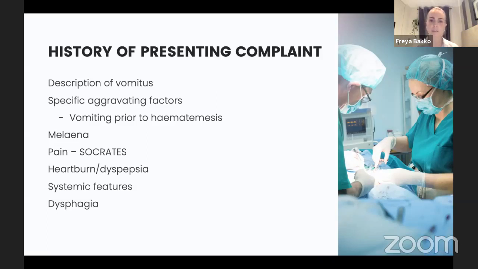Then ask them about systemic features. Have they noticed any weight loss, night sweats? How long has this been going on for? And then finally ask them about dysphagia. Have they noticed a difficulty swallowing over a prolonged amount of time, and is it getting worse?